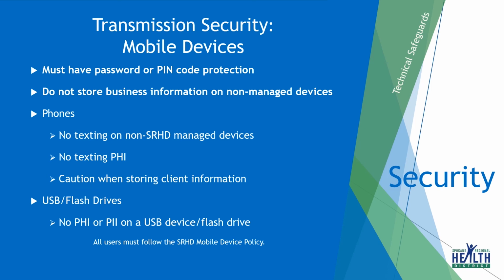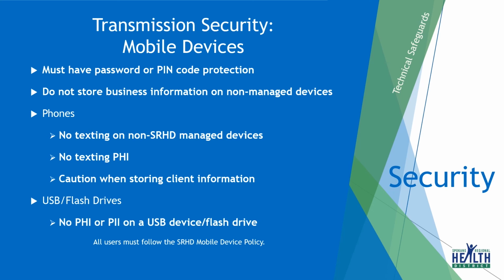SRHD employees may not use their personal cellular device to text for business purposes or store client information. For those SRHD employees that are issued SRHD-owned cellular devices, you may not text PHI unless it is part of an alternative communication request for a client. SRHD employees should use caution when storing client information and should verify that information on a regular basis. SRHD employees must not store PHI or PII on a USB device or flash drive.